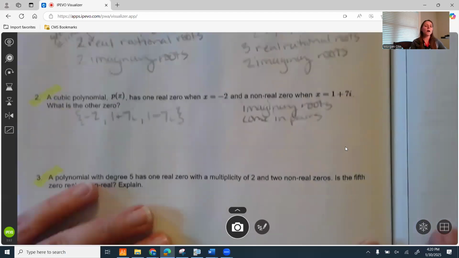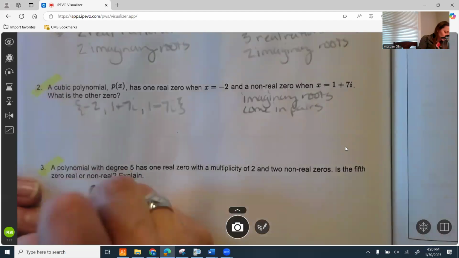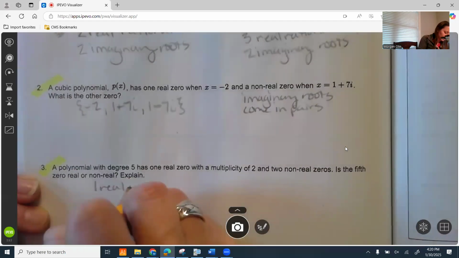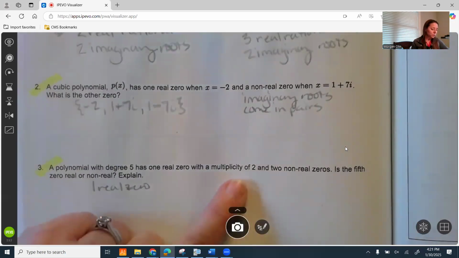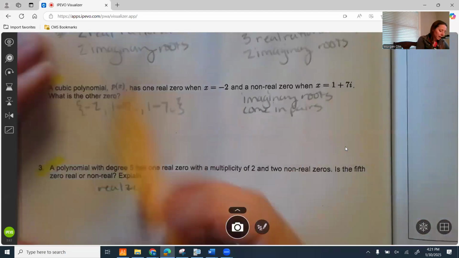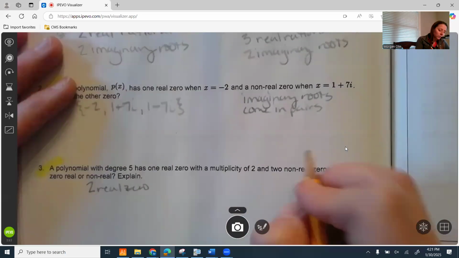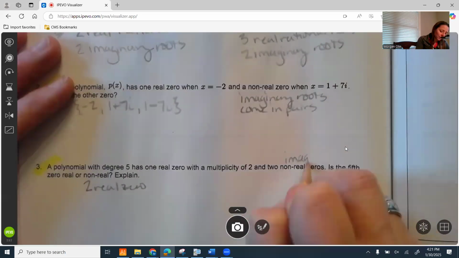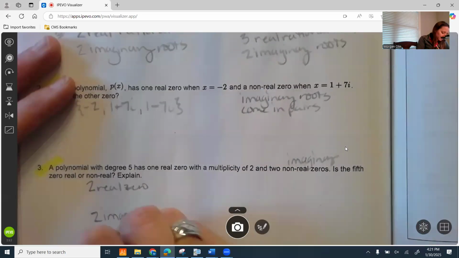All right. Now, a polynomial with degree 5 has 1 real zero. So 1 real zero. They didn't tell if it's irrational or rational. Okay, with a multiplicity of 2. So actually, that happens twice then. And 2 non-real. Non-real means imaginary, by the way. Okay, so I have 2 imaginary.